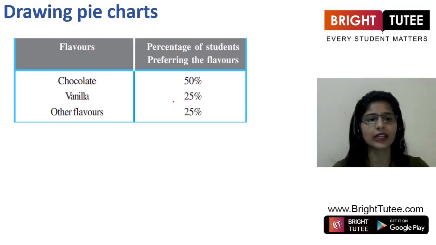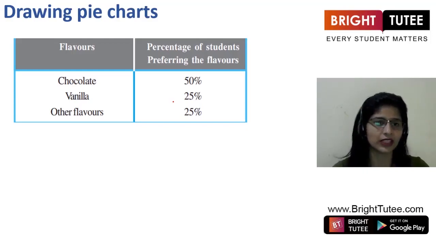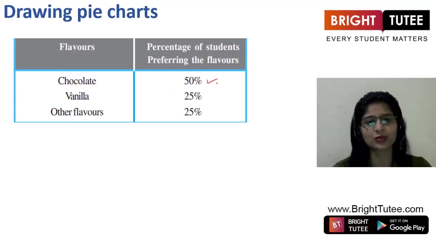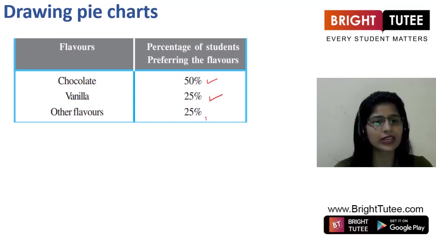Now here is a table given to us. Flavors are given and the percentage of students preferring the flavors. So there are three favorite flavors given here. Chocolate is the favorite flavor for 50% of the students. 25% of the students prefer vanilla as the ice cream flavor. 25% of the students like other flavors other than chocolate and vanilla.